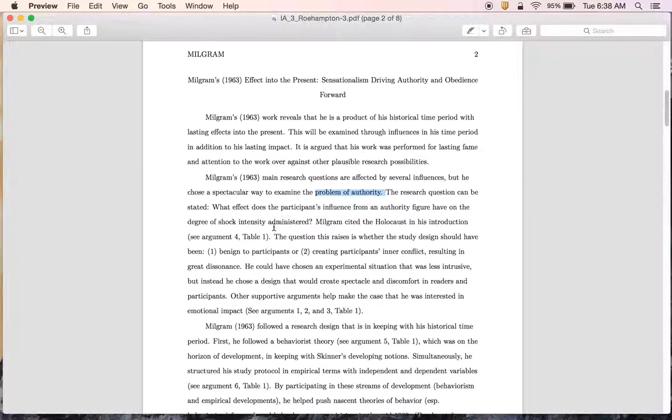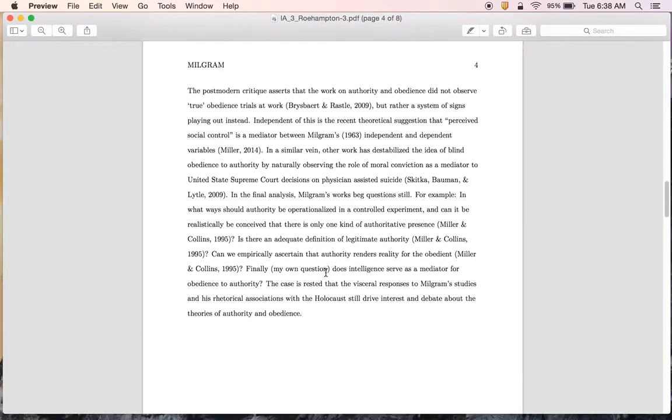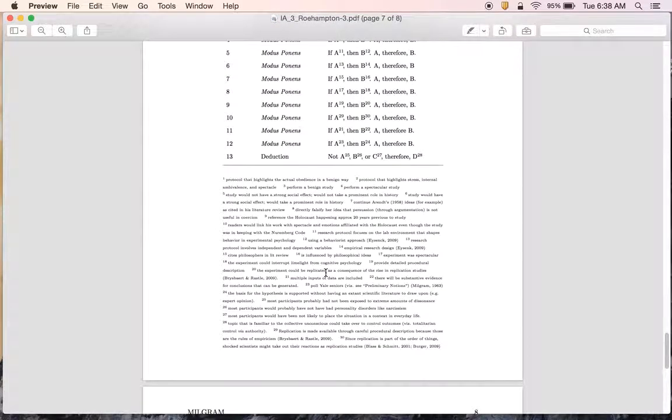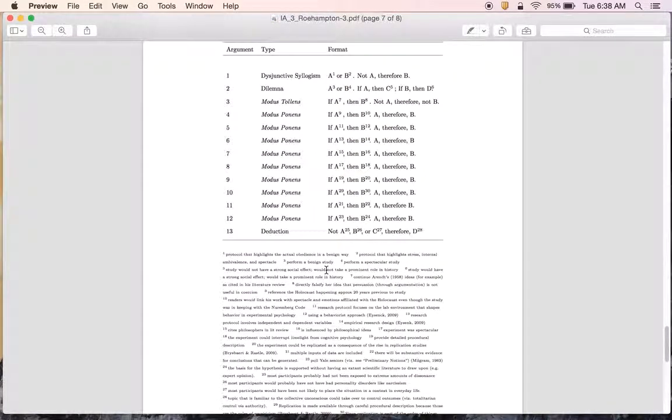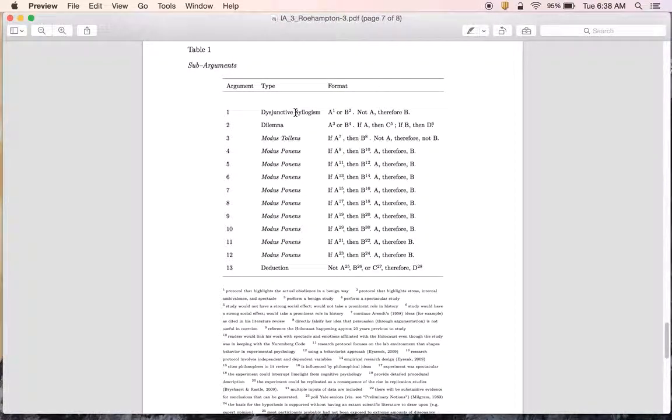So let's go into the arguments. We have Table 1, arguments 4, 1, 2, 4, and 3. Let's go there. So we're going to go to the very end of things. And what I've done is a classical way of identifying the argument type. I labeled it with a number, and then I gave the format.